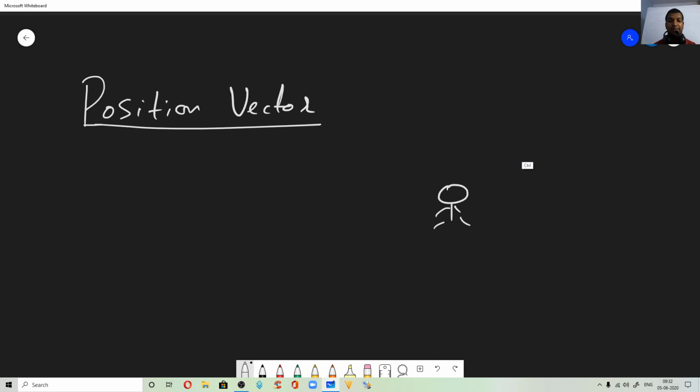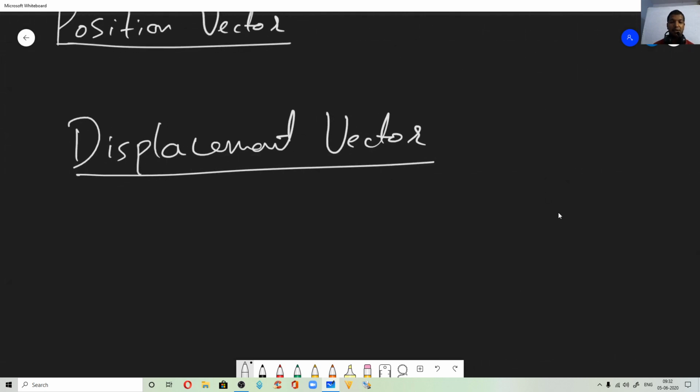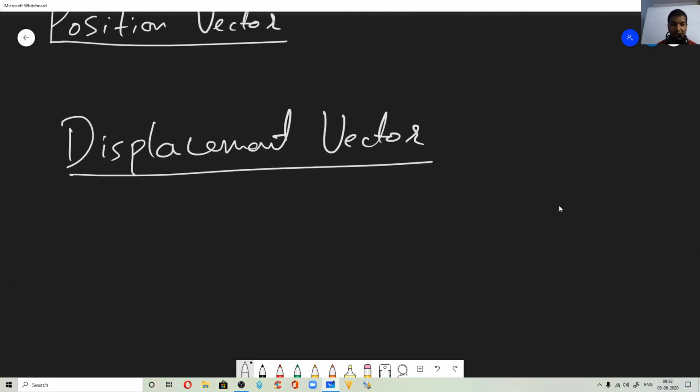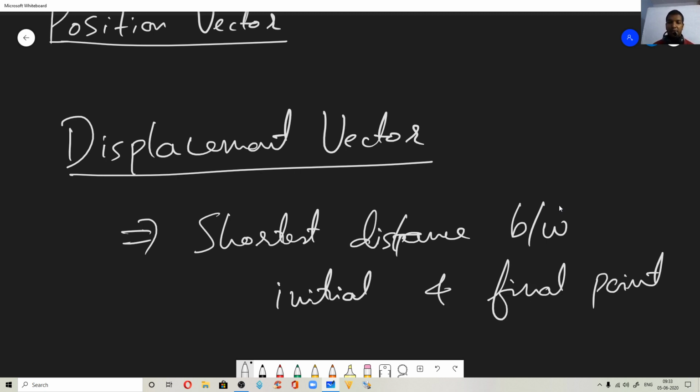Right, now coming back, let us proceed to displacement vector. Now this displacement, whatever you are saying here, is the same displacement you have studied already in your 8th, 9th standard in physics, in science, right? Displacement, as you all know, is the shortest distance between the initial and final point, correct? Otherwise you can say starting point and ending point. Okay, that's all. And the same thing we are going to see here.